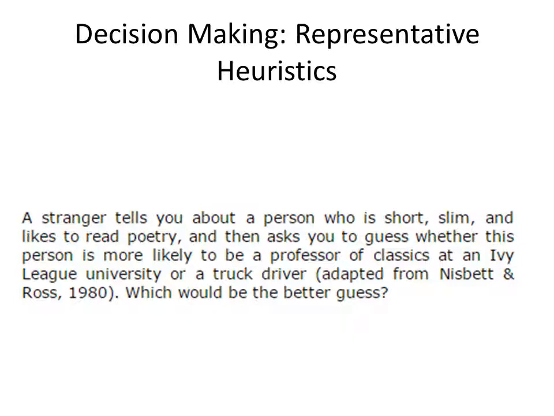Okay, so let's talk about first the representative heuristic. In the book, it talks about if a stranger tells you about a person who is short, slim, and likes to read poetry, and then asks you to guess whether this person is more likely to be a professor of a classic Ivy League university or a truck driver. Which would be the better guess? You have the characteristics of short, slim, and likes to read poetry. Would you say that's a professor of an Ivy League school or a truck driver?